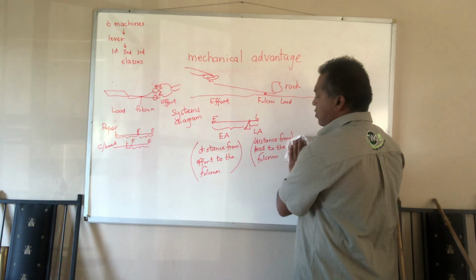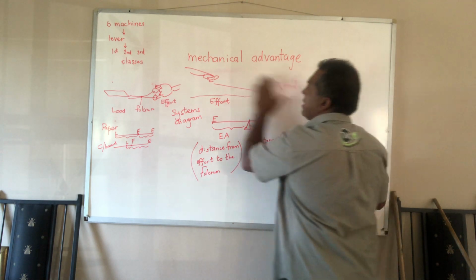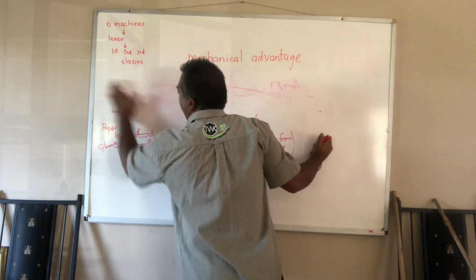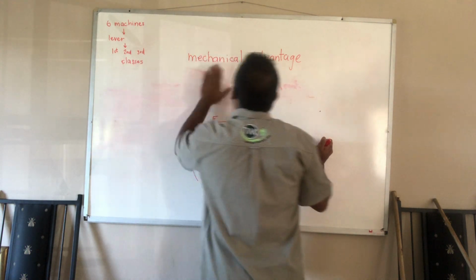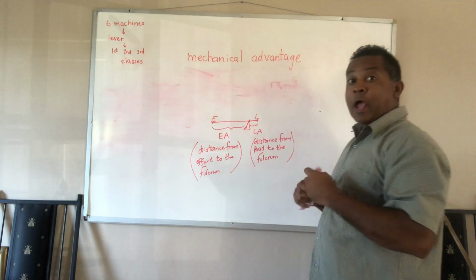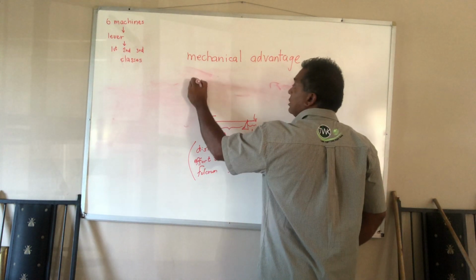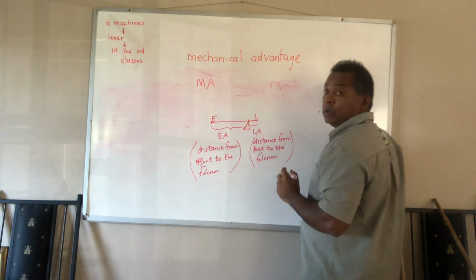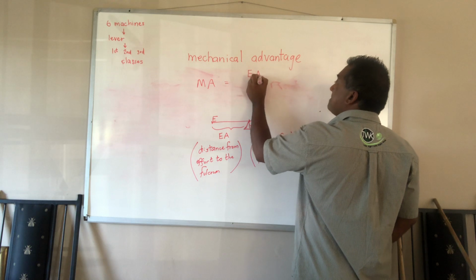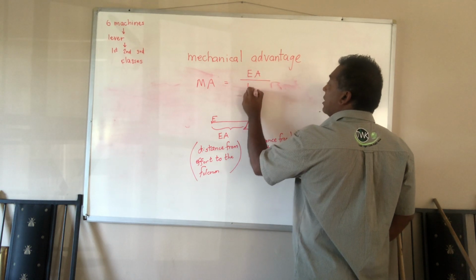Now that we know about load arms and effort arms, I'm going to move further and show you how we do the calculations. What happens? In order to calculate mechanical advantage, which is MA for short, we always say effort arm is divided by the load arm.